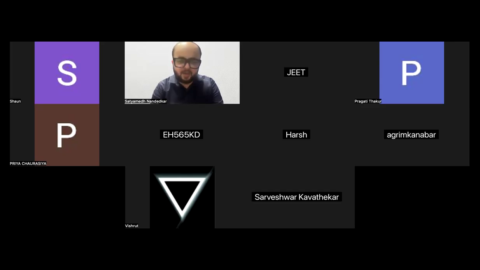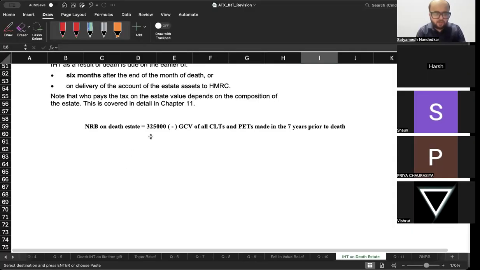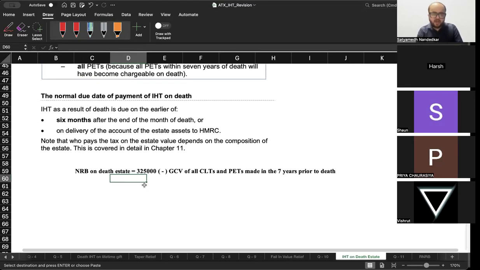Okay. Here, if you have to calculate NRB on death estate, the formula is 325 minus GCV of all CLTs and PATs made in the 7 years prior to the date of death. And what is the due date of payment of IHT on death? IHT as a result of death is due on the earlier of 6 months after the end of the month of death or on the delivery of the account to HMRC, whichever is earlier. Note that who pays the tax on estate value depends on the composition of the estate. We will see who pays tax later.